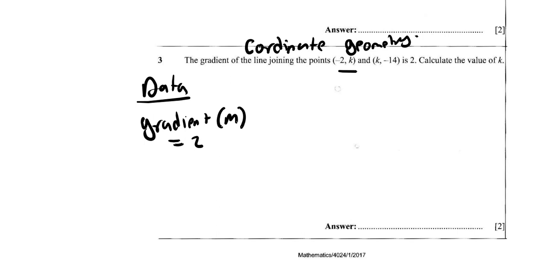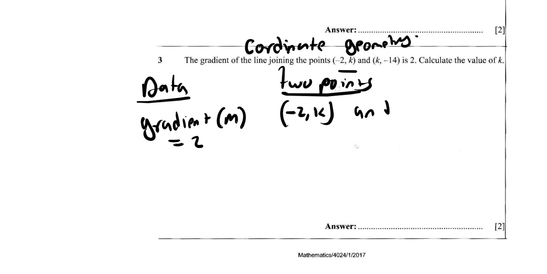Then we've been given the 2 points. What are the 2 points? The 2 points are -2, k, and we've been given k, -14. So these are the 2 points.